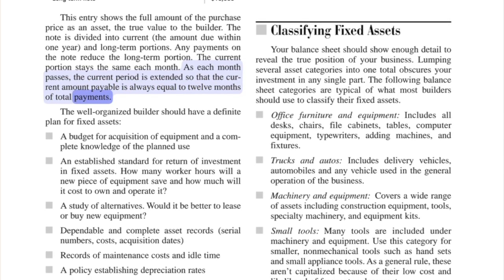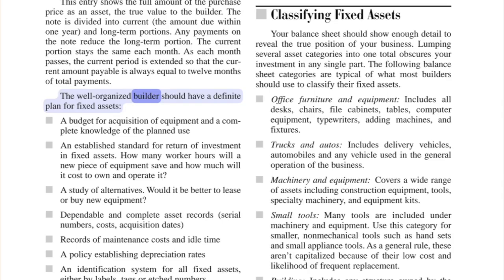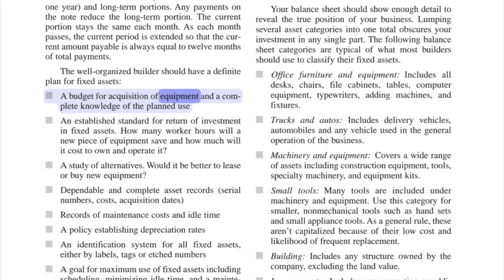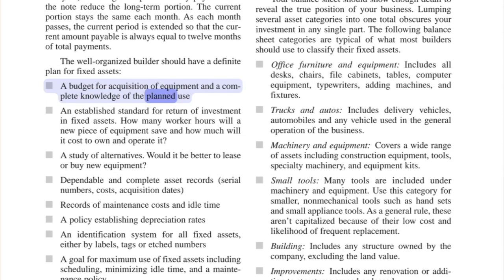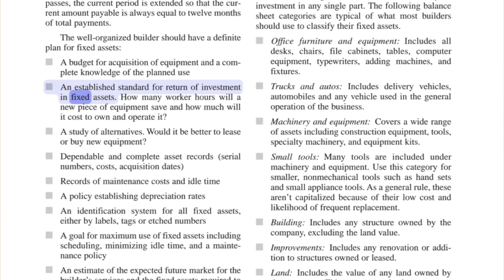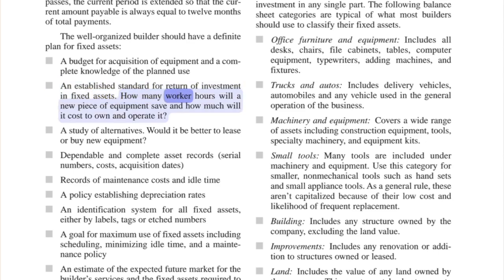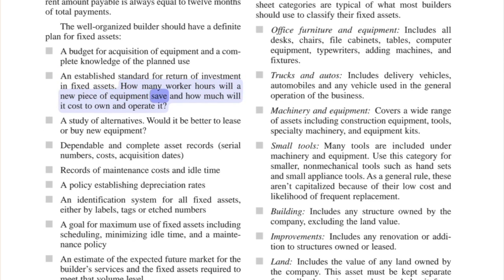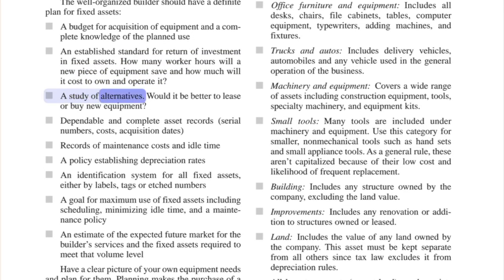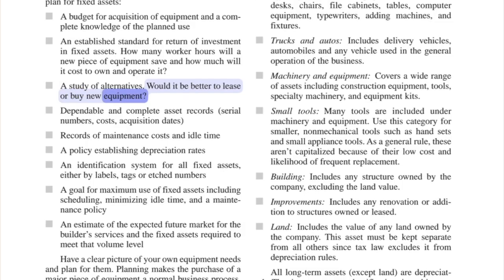The well-organized builder should have a definite plan for fixed assets: a budget for acquisition of equipment, and a complete knowledge of the planned use. An established standard for return on investment in fixed assets. How many worker hours will a new piece of equipment save, and how much will it cost to own and operate it? A study of alternatives. Would it be better to lease or buy new equipment?